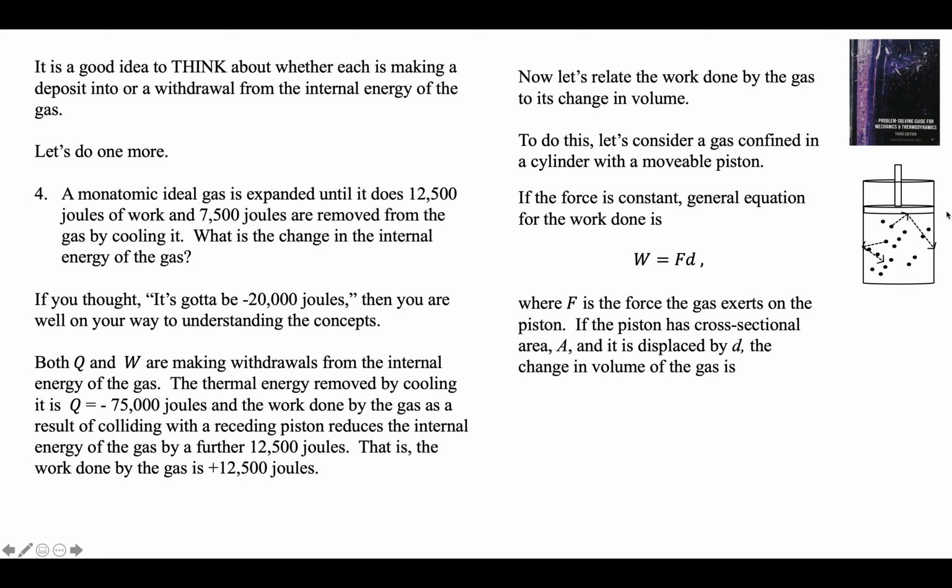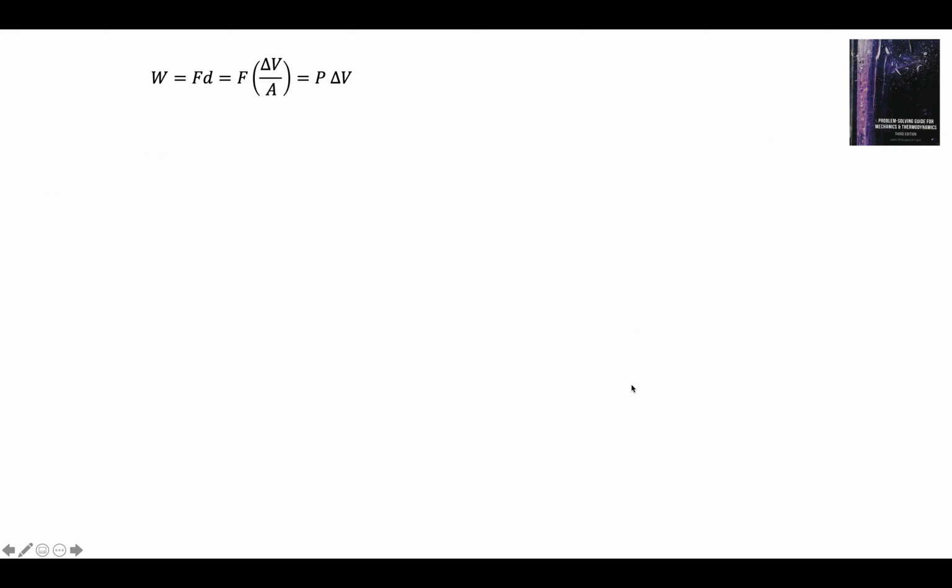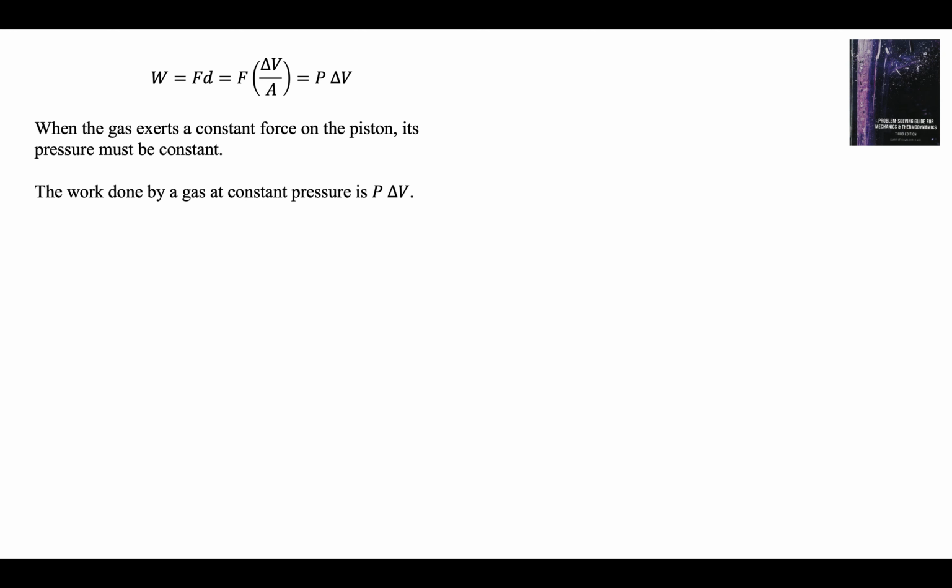So let's assume this piston has a cross-sectional area A and is displaced by D. It moves up or down a distance D. The change in volume is just A times D, the area of the piston times the distance it moves. So we can substitute this into the work expression for D. D is delta V over A. And now we have the work done is P delta V. That's only if the force is constant. So for constant pressure, the work is P delta V. So the work done by a gas at constant pressure is P delta V.